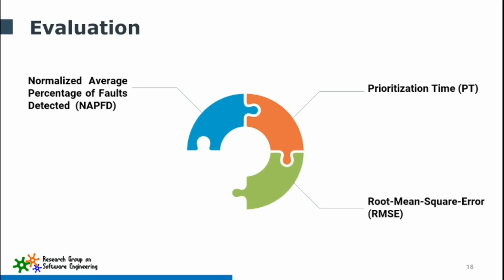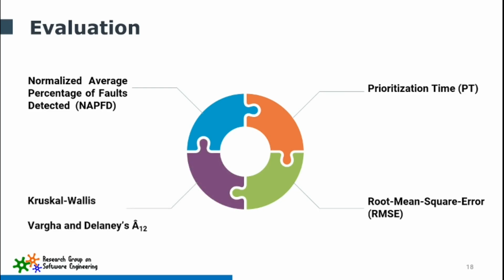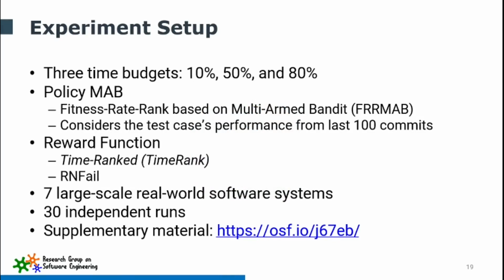We use RMSE to compute the difference between the NAPFD values in each community obtained by COLEMAN and the near-optimal values found by DGA. We compared the results using the Kruskal-Wallis statistical test and Vargha-Delaney's for effect size. The experiment considered three time budgets concerning respectively 10, 50, and 80% of the time available to execute the tests.